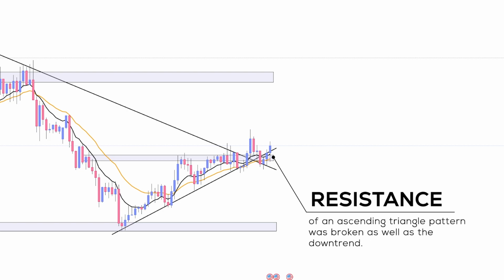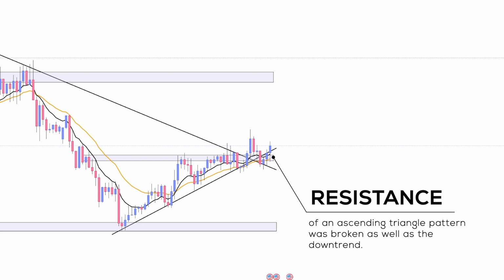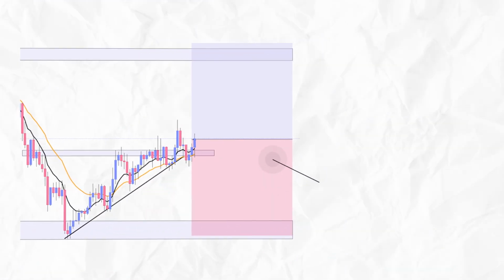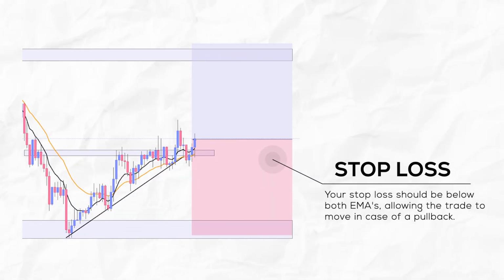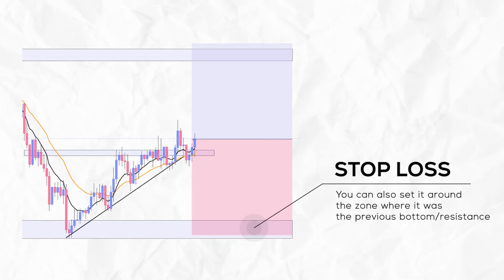Following a successful breakout over the resistance of the ascending triangle and a downtrend on the 1 hour time frame, the price has pulled down and closed above both EMAs. So your stop loss should be set below both exponential moving averages. This will give a little room to move after your entry, but you can also set it around this zone since this is where our support stands.